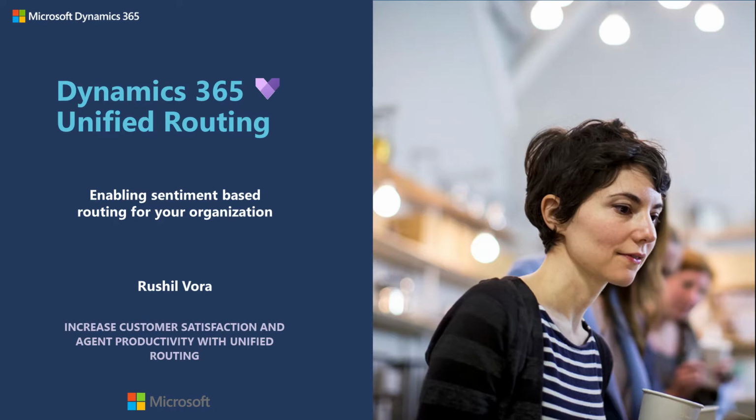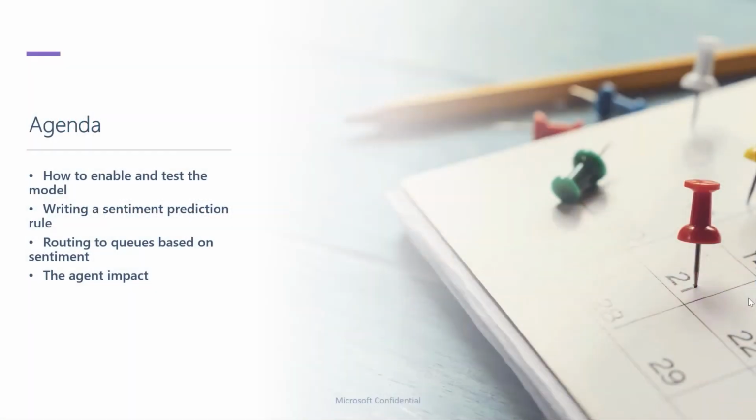Hi everyone. In this segment, I'll be covering how you can enable sentiment-based routing for your organization. We'll start off by covering how to enable and test the model itself. Then I'll walk through writing a sentiment prediction rule. From there, you'll see how we can route to queues based on the end customer sentiment. And finally, we'll finish off with the agent impact.